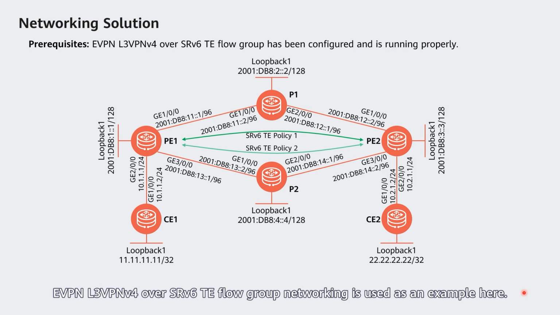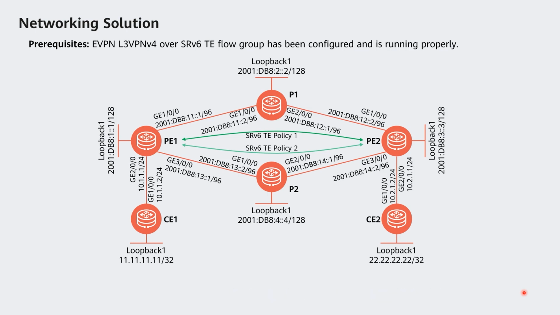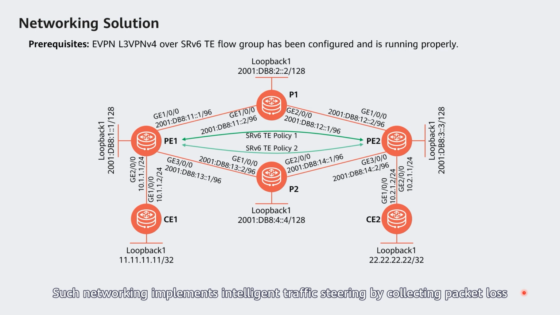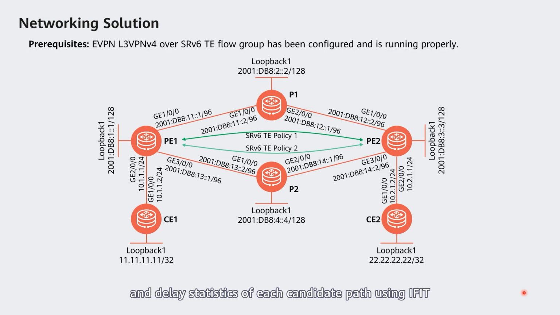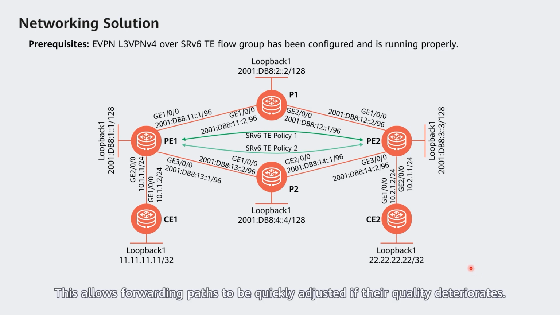EVPN L3 VPN v4 over SRv6 TE flow group networking is used as an example here. Such networking implements intelligent traffic steering by collecting packet loss and delay statistics of each candidate path using IFIT and diverting traffic to SRv6 TE policies through TE class values. This allows forwarding paths to be quickly adjusted if their quality deteriorates.